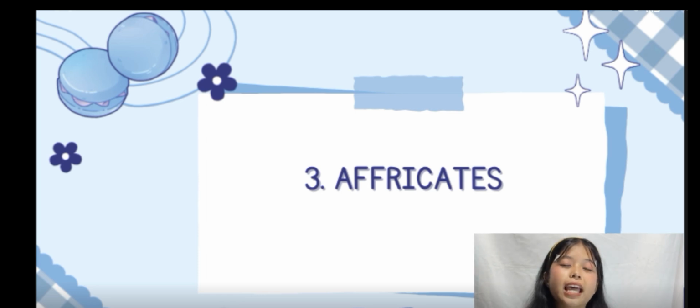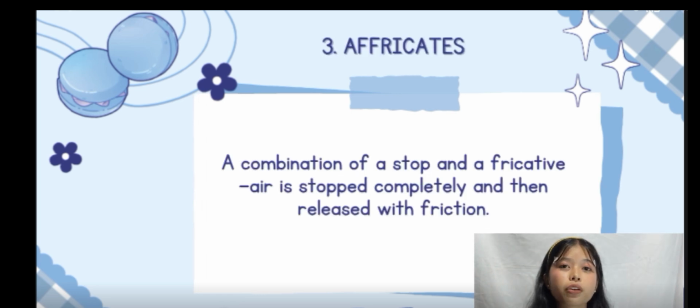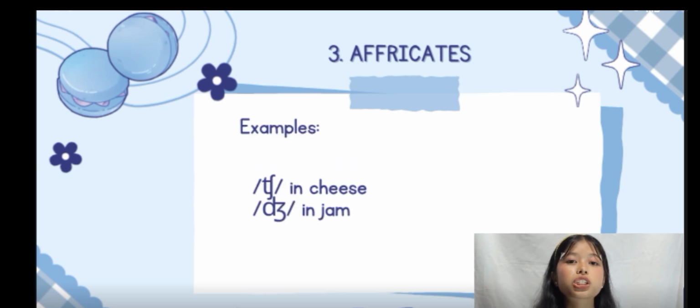So the third one is affricates, a combination of a stop and a fricative. Air is stopped completely and then released with friction. For example, ch in cheese, j in jam.